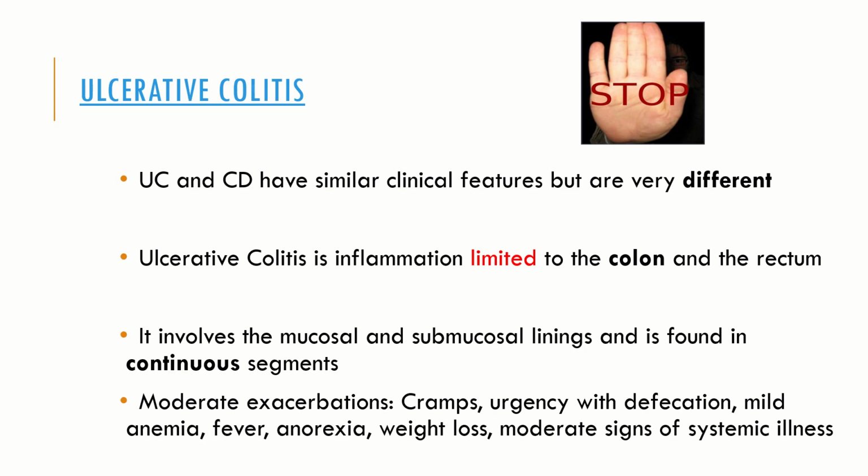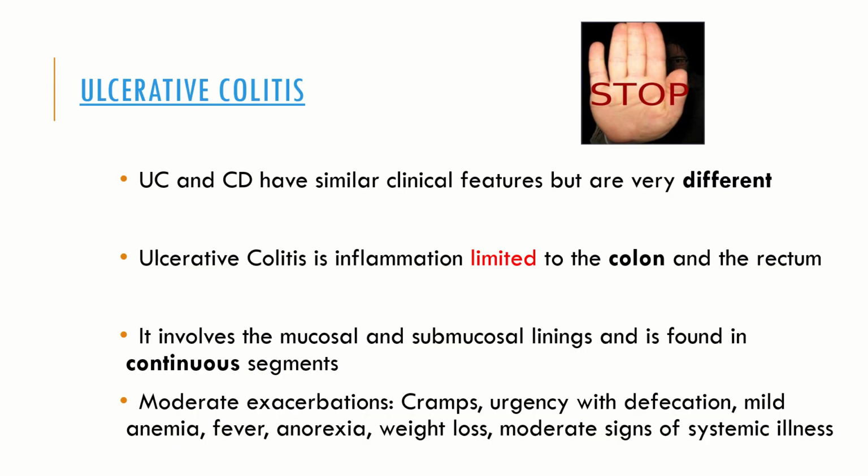All right, talking about ulcerative colitis. UC and CD have very similar clinical features, but are two very different disease processes. UC is defined as inflammation that is limited to only the colon and only the rectum. It involves the mucosal and submucosal linings and is found in continuous segments, which you're going to find Crohn's is going to be different than that. So the way you can define UC is that it only is in the colon, it's only in the rectum, and it's continuous.